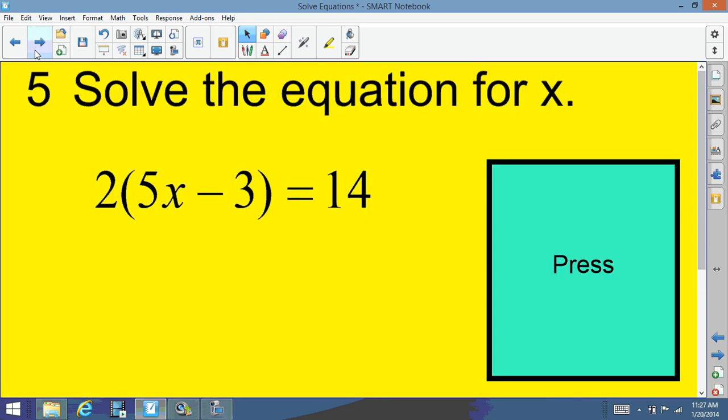So here's a question for you. You could try either method, check your answer, see if you can get it both ways would be a good thing to do for practice. Solve the equation for x. 2 times 5x minus 3 equals 14.